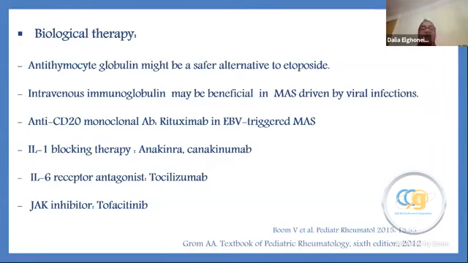Some case reports investigate the role of interleukin-1 blocking therapy, anakinra and canakinumab, interleukin-6 receptor antagonist tocilizumab, and JAK inhibitor tofacitinib to suppress the STAT and the vicious circle of T cell activation and macrophage activation. And it is very important that we use it as a step approach. In primary HLH, they use the whole protocol, dexamethasone and etoposide at the same time. But in macrophage activation syndrome, we use steroids. If controlled, okay. If not controlled like this case, we resort to adding intravenous cyclosporin. If not, we add other drugs.